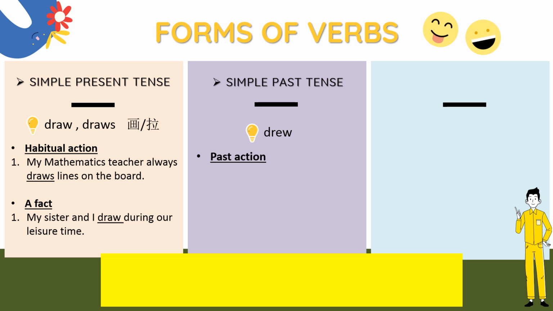So there's only one type, which is called past action. So for example, when the robber drew out a gun, the customers in the shop screamed. So 当那个匪徒他从他的那个口袋拉出一个枪的时候呢，在那个店里的顾客全部都喊. So that's the word drew.